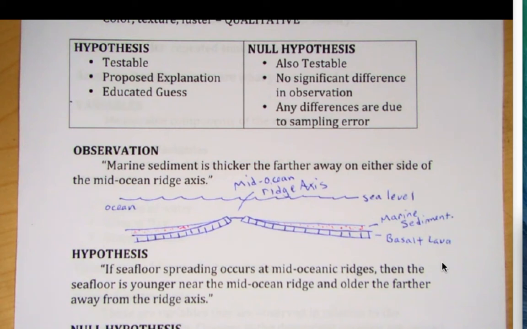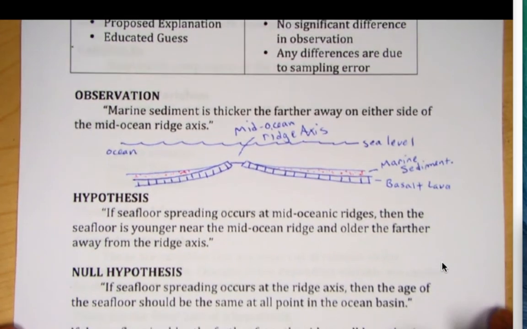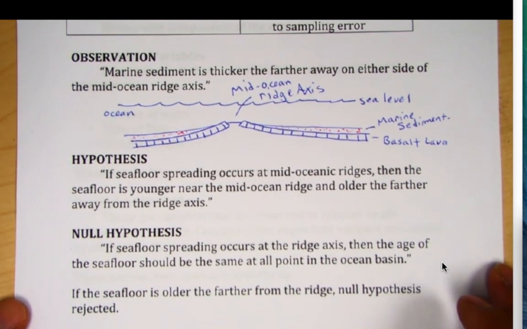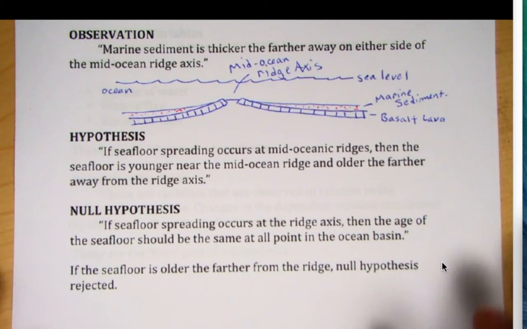So let's look at an example. Your lab has one, but I made a different one here based on seafloor spreading. When we look at the ocean basins, one of the observations that were really made in the 1940s and 50s, when we were looking at the sea floor, the Navy was doing this, and later that data was declassified in the 1960s, was that marine sediment was thicker farther from the ridge axis.